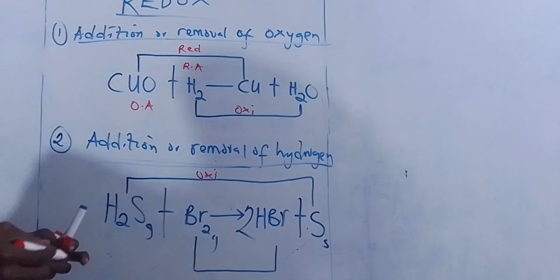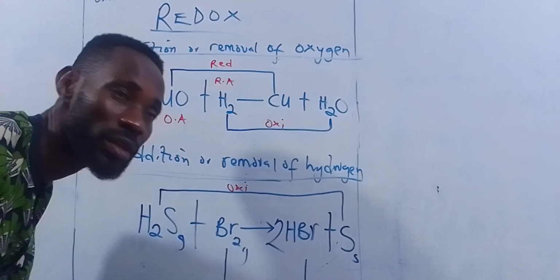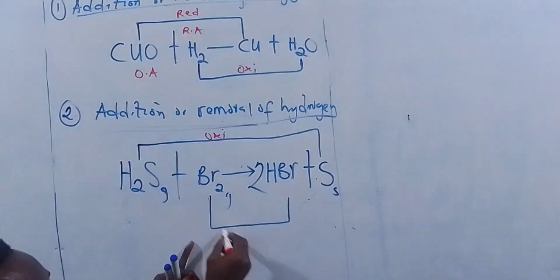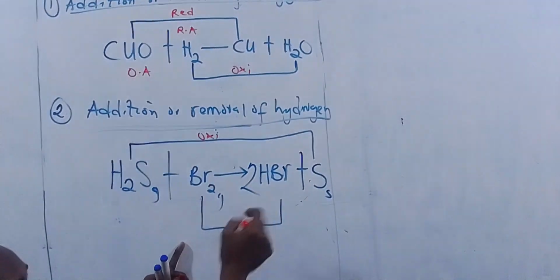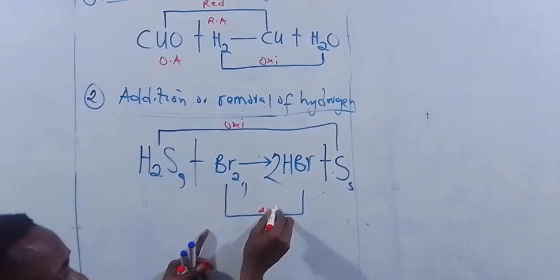Whereas addition of hydrogen to a substance is called reduction. Take a look at bromine. Hydrogen has been added to bromine to form hydrogen bromide. So we say the bromine has undergone the process of reduction.